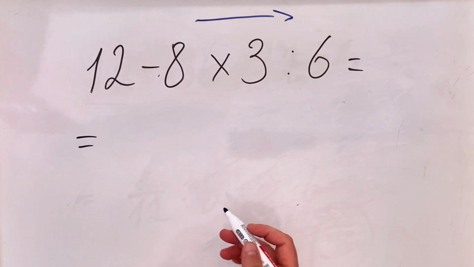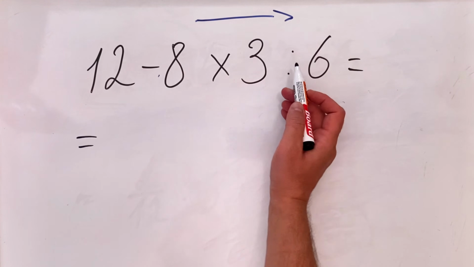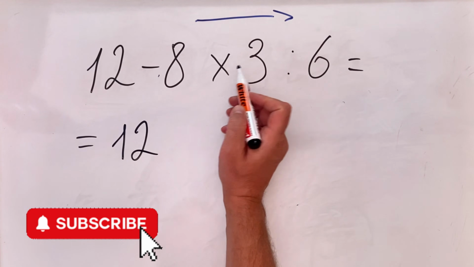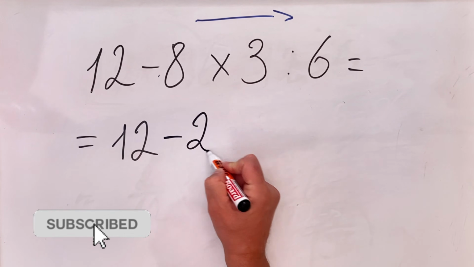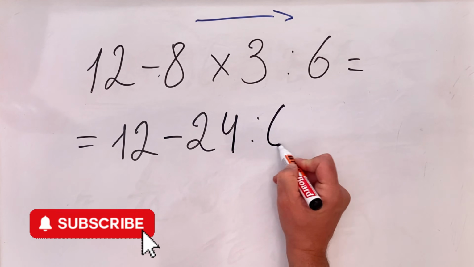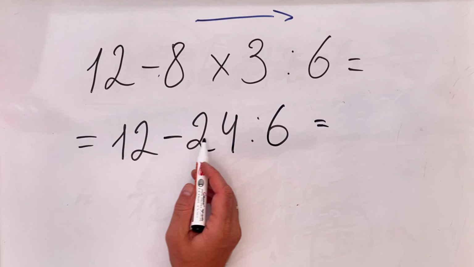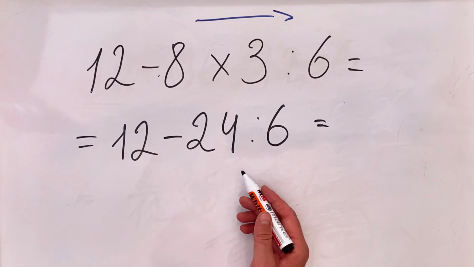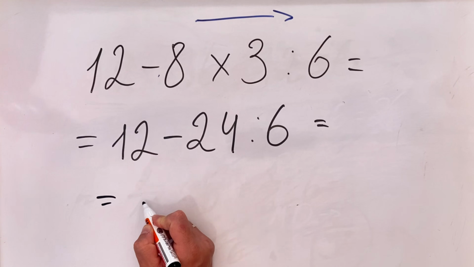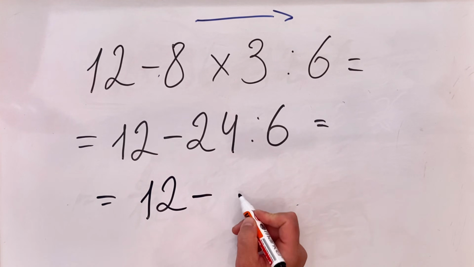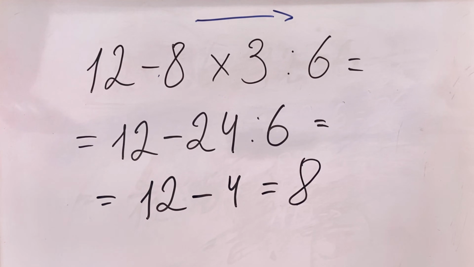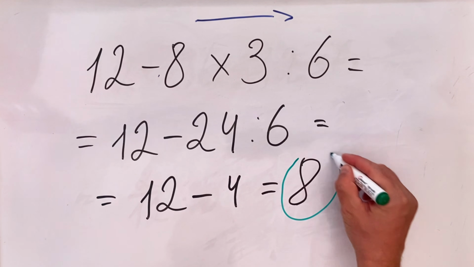So the correct way would be to first do the multiplication, then the division, and only then to do the subtraction. So we have 12 minus 8 multiplied by 3, which is 24, divided by 6. Now we need to do the division. 24 divided by 6 is 4. So we have 12 minus 4, and the answer is 8. And this would be the correct answer.